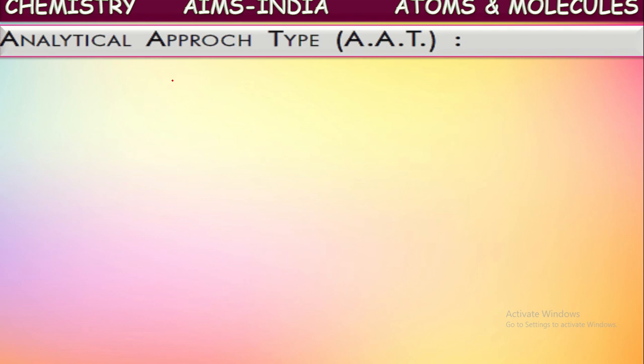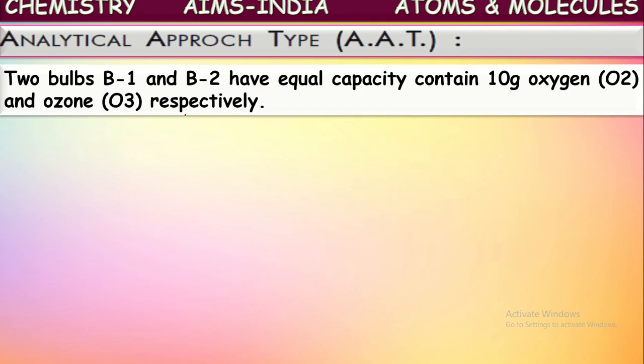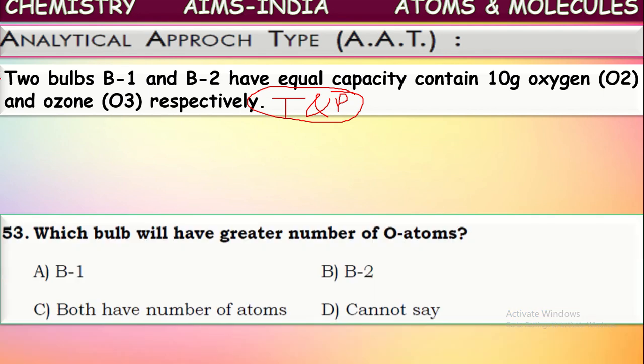analytical approach questions. See the first one. They have given some statement here. Two bulbs B1 and B2 have equal capacity, and they contain 10 grams of oxygen and ozone respectively. Okay, there are two bulbs. One contains oxygen, the other one contains ozone gas. Both are having equal capacity. That means both have equal volume at the same conditions. Let us consider here temperature and pressure are similar and constant for both. At these conditions, let us see the questions given based upon this.